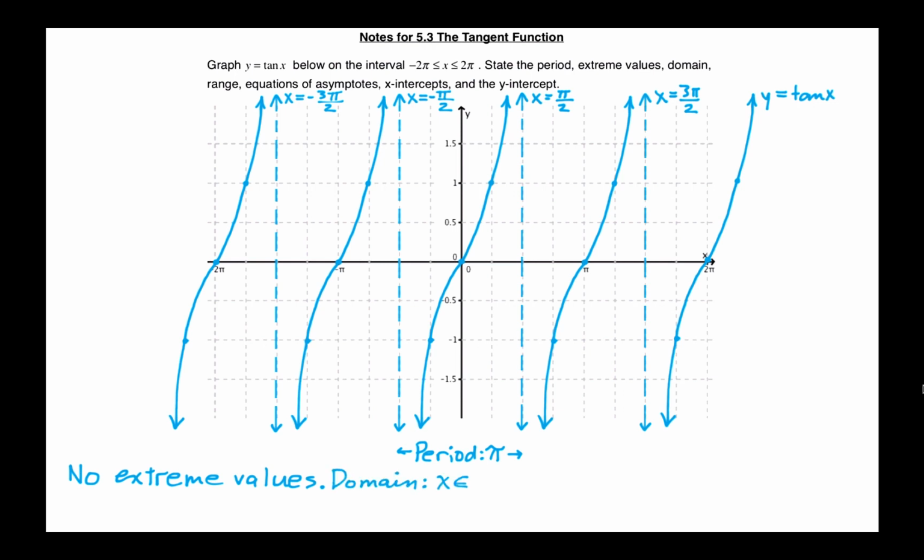The domain, x can be any real number as long as it's not those restricted values. So no pi over 2 plus n pi, where n is an integer. Or you can also write it as 2n plus 1 pi over 2. Basically, 2n plus 1 is an odd number times pi over 2. The range of the function, y, is any real number. It goes from negative infinity to positive infinity.